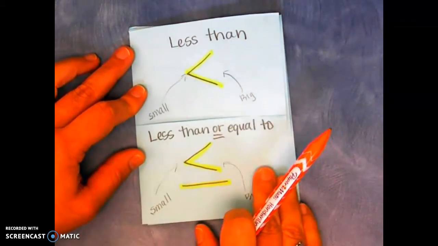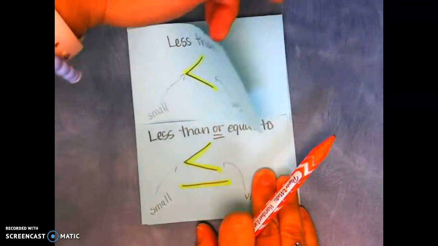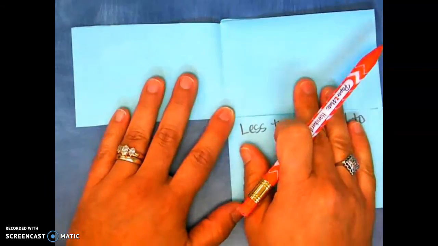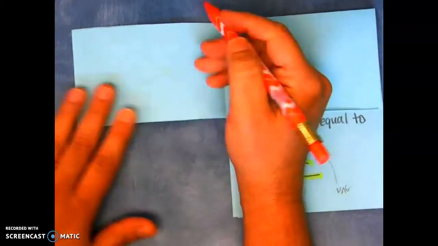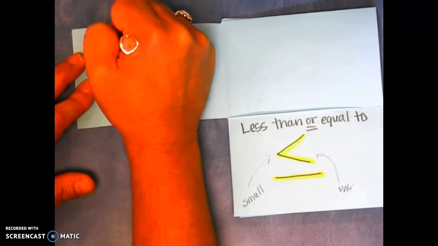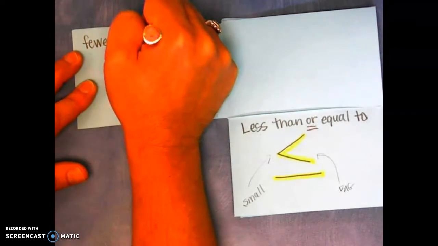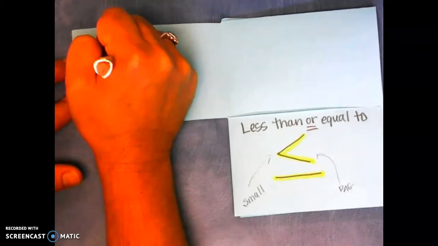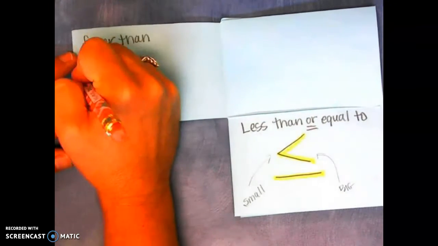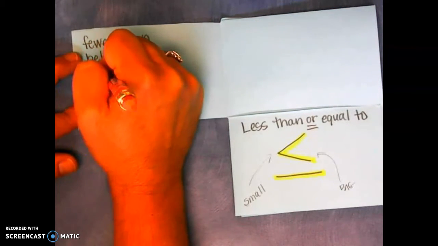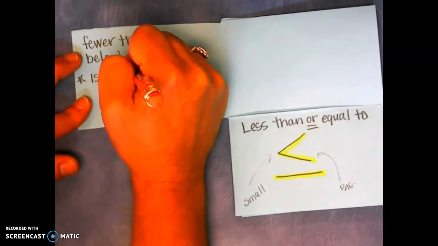Okay, so what we're going to do now is open this up and look at the less than sign. And we're going to write other words that mean less than. Okay, so we can say that we have fewer than. Another way we could phrase this is we could say it's below. And then, of course, my favorite, the one that's just obvious, is less than. Okay.